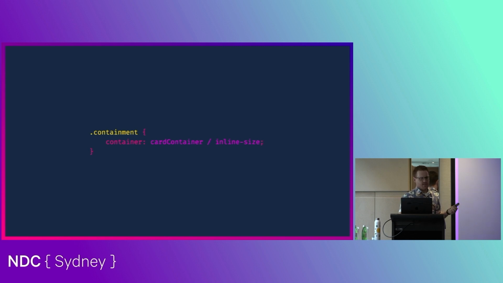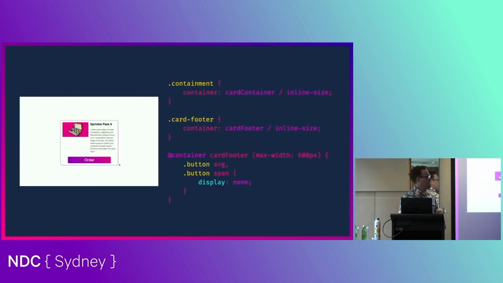And earlier I was talking about that optional property. So we'll have a look at why that's important and some of the power that comes with it. If we have 2 containers, so we have our card footer and we have our container around it, we've given both of them a name.